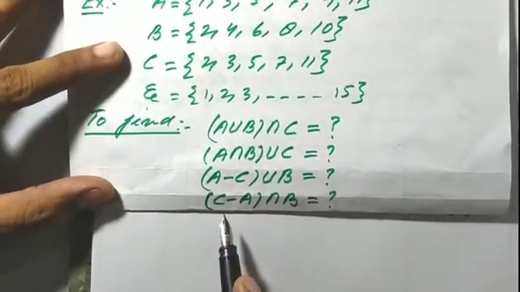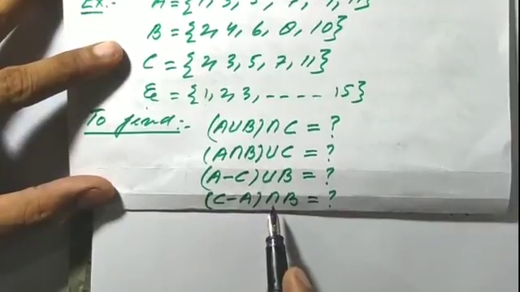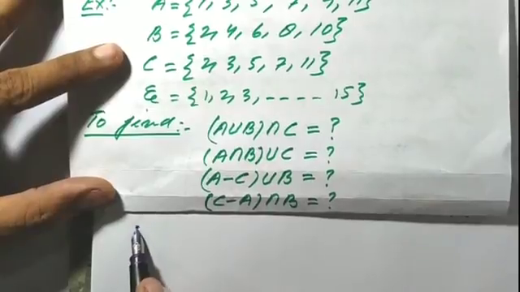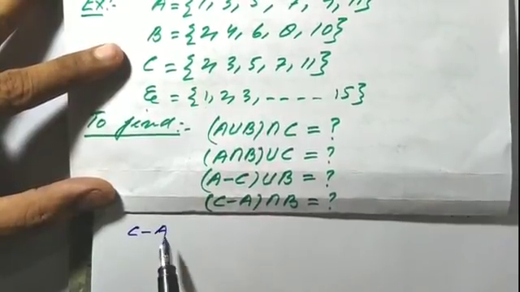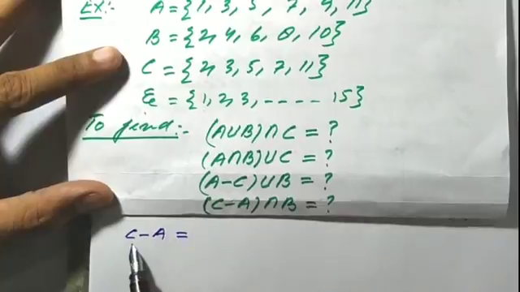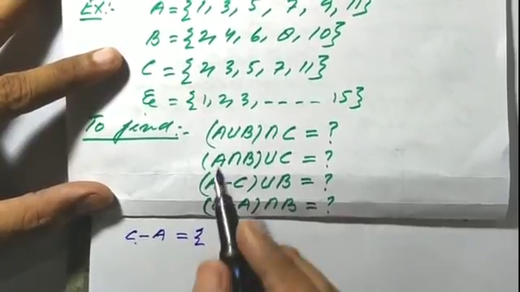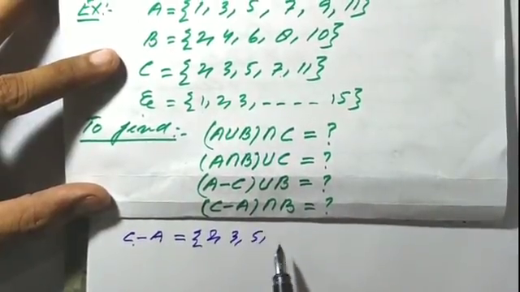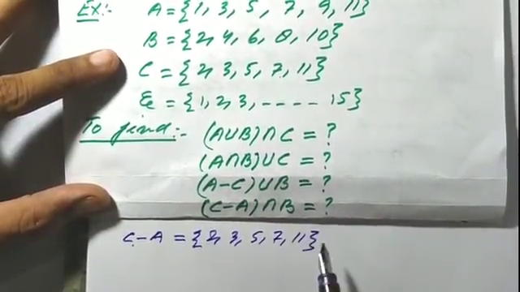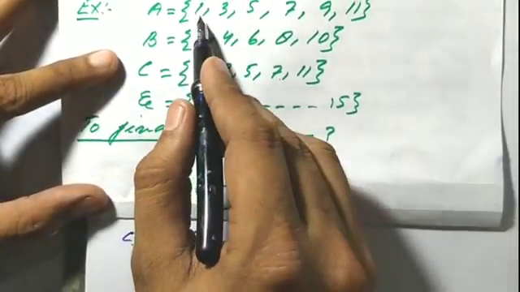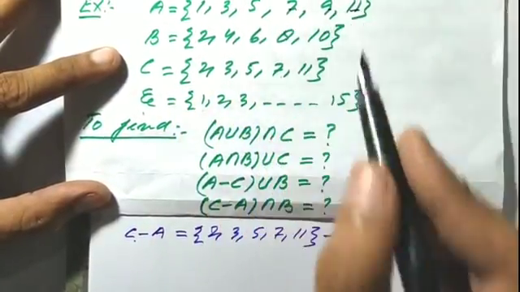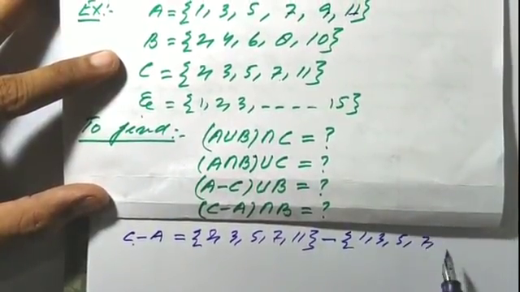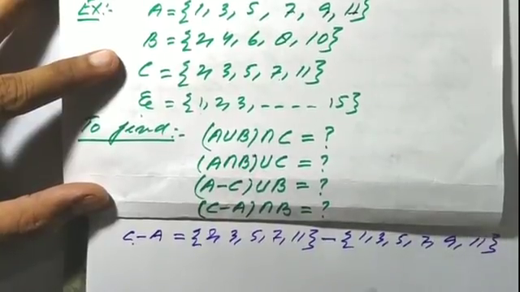Now the next operation we have to carry out is C minus A intersection B. So for that, first we have to find out C minus A. So C minus A is equal to, write down C as it is. C is the set of 2, 3, 5, 7, 11, minus A. A is the set of 1, 3, 5, 7, 9, 11. So write down as it is 1, 3, 5, 7, 9, 11.